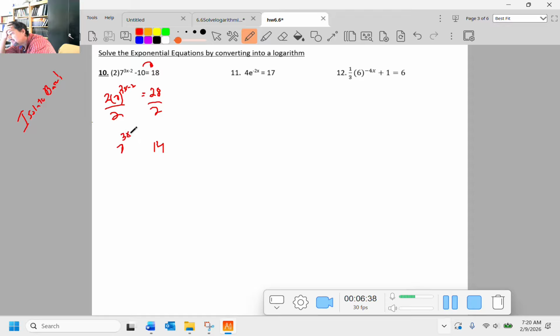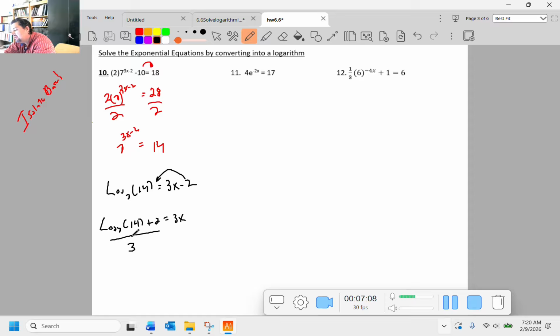Now, you might be tempted to think that 14 has a power of 7, because some of you just bless you, but it ain't. We're going to do log is bay. We have a base of 7. So we're going to have a log whose base is 7, an argument of 14, and she would equal 3x minus 2. Now, we're going to add 2, divide by 3. We're just going to shift that 2 over. Log base 7, argument 14, add 2 is 3x. And then we divide by 3 and we're done.